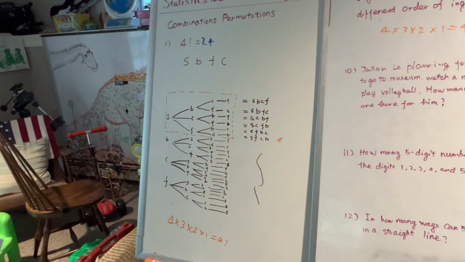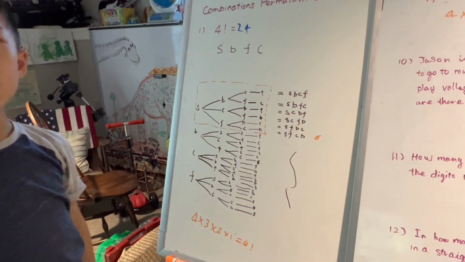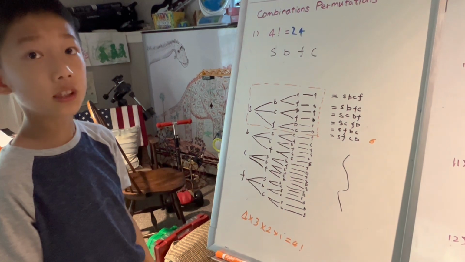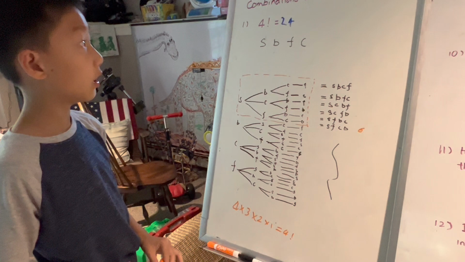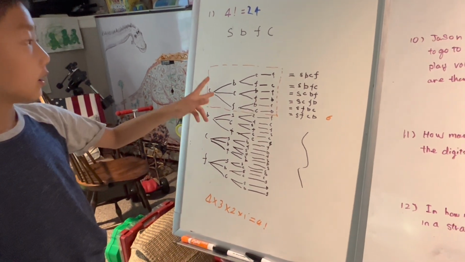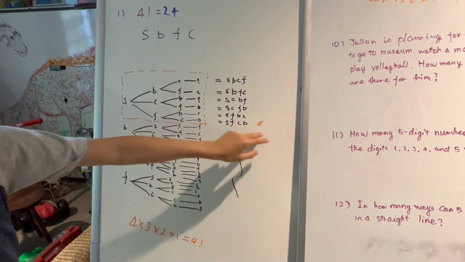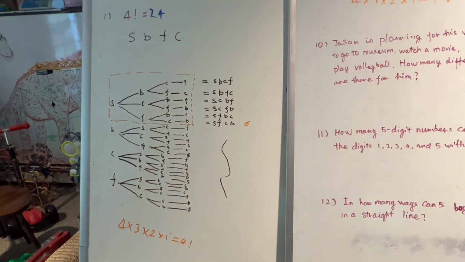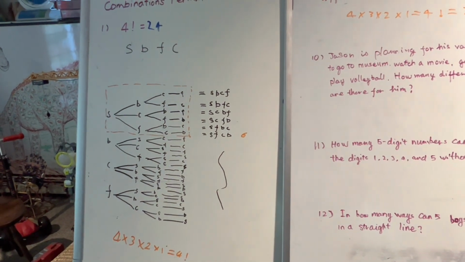When you choose each one, there'll be 3 left, and when you choose one of those 3, you have 2 left, and after you choose one of those 2, you get the final choice to be the last one. When you multiply all these together, that proves it equals 4 factorial. So next, number 10.